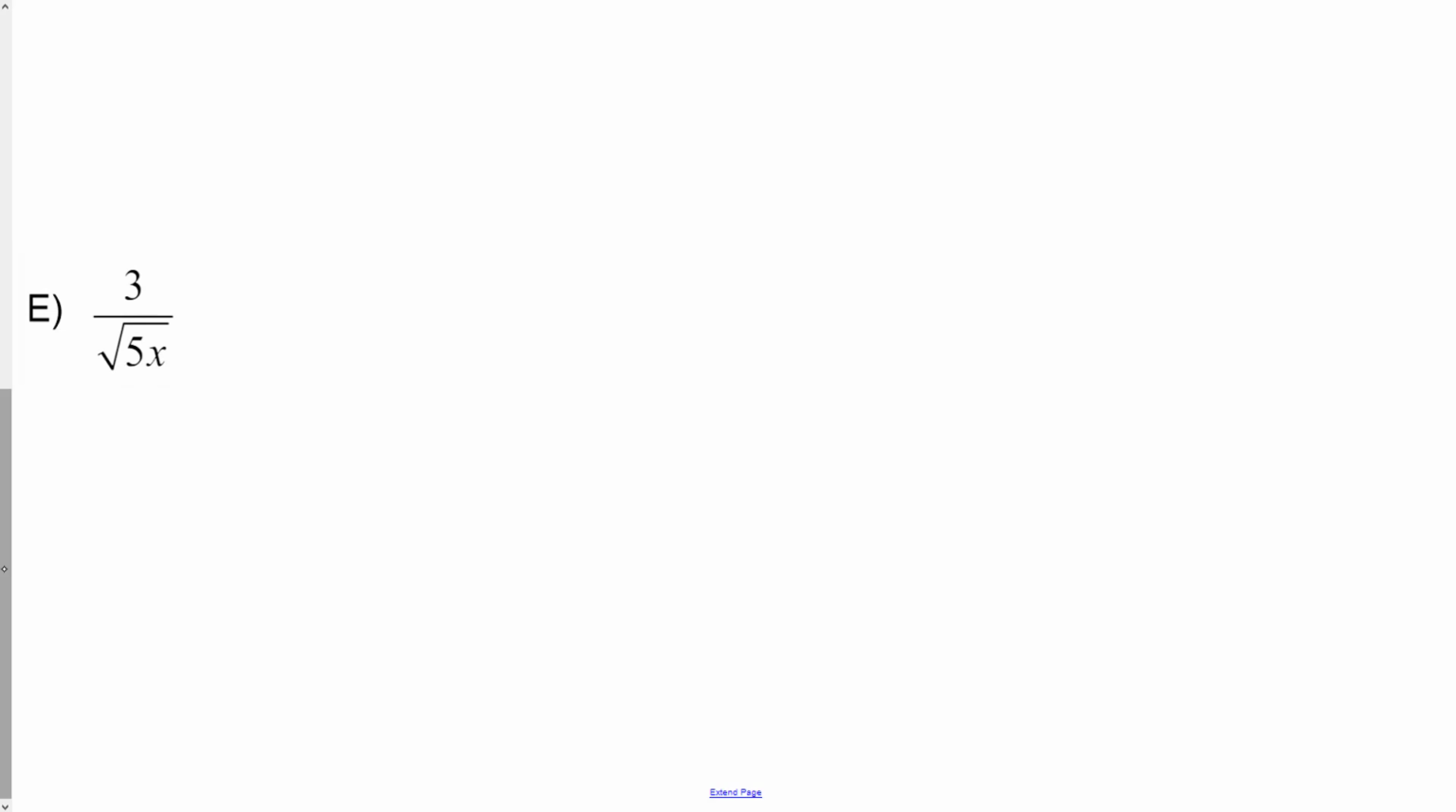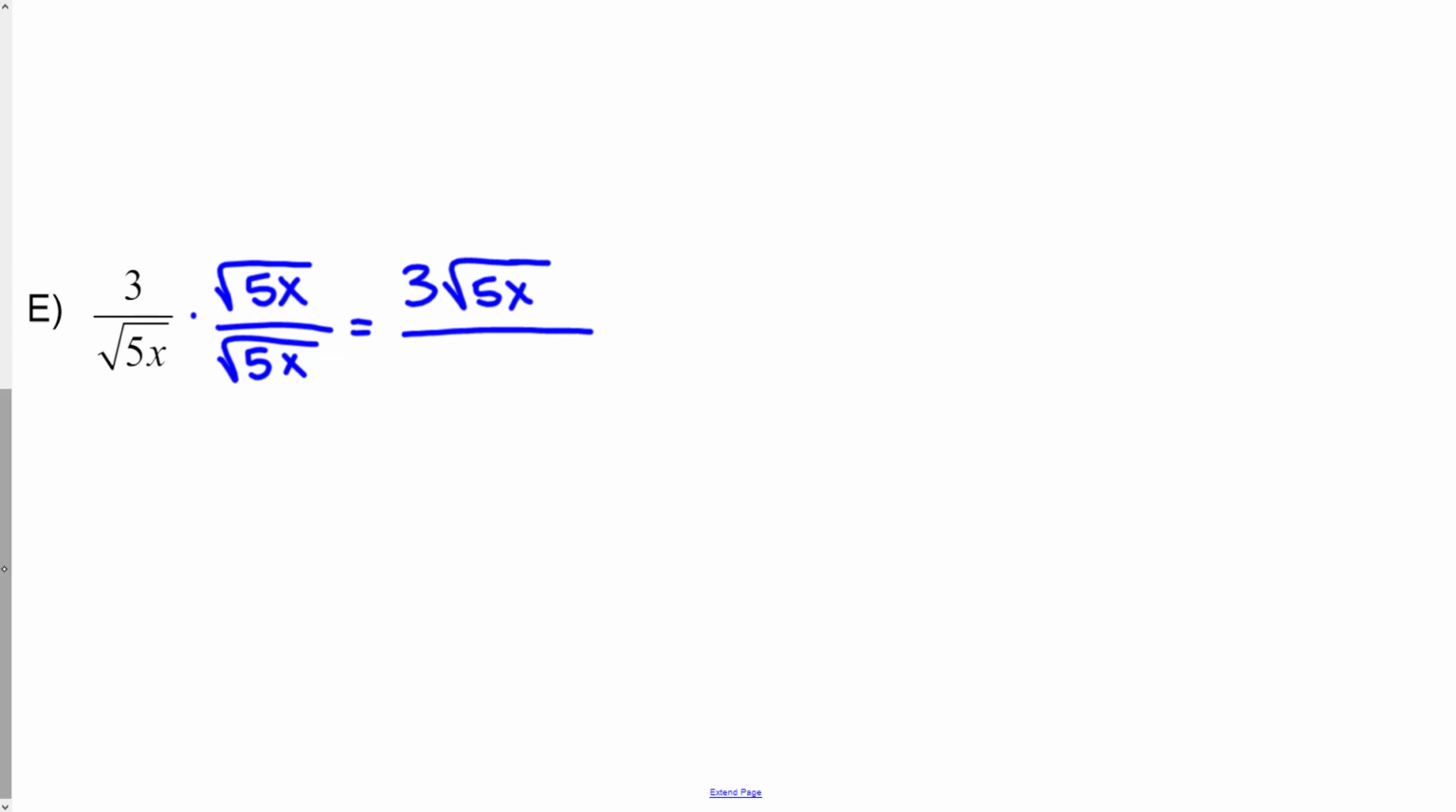Lastly, 3 divided by the square root of 5x. I'm not sure that you'll run into anything even as complex as this in trigonometry, but I thought I'd throw this example out just in case. So we multiply by the square root in the denominator over itself, so exactly as we see it. So this becomes 3 square root of 5x. And even though there's an x involved here, it's no more complex than the previous examples.